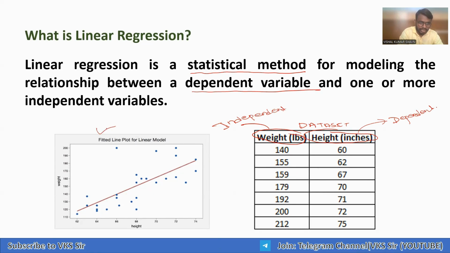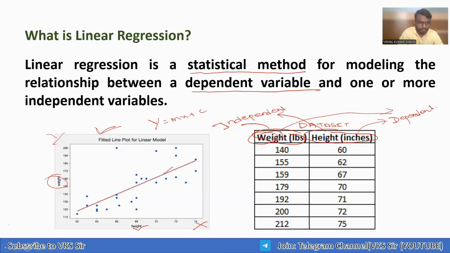This is the visualization diagram where height is on the x-axis and weight is on the y-axis. So here, weight is taken as the dependent part and height as the independent part. This one is the y-axis and this one is the x-axis. Here are the data points. And we have to create one line with the help of y equals mx plus c.